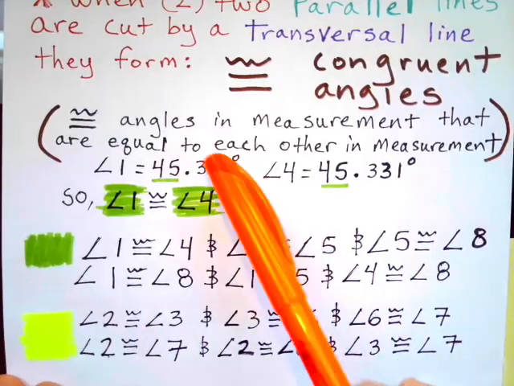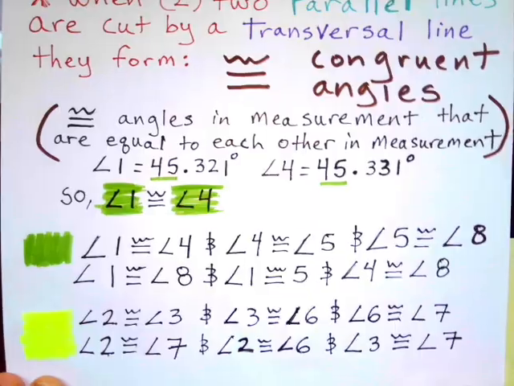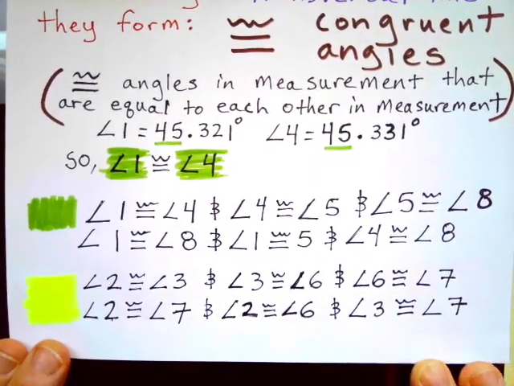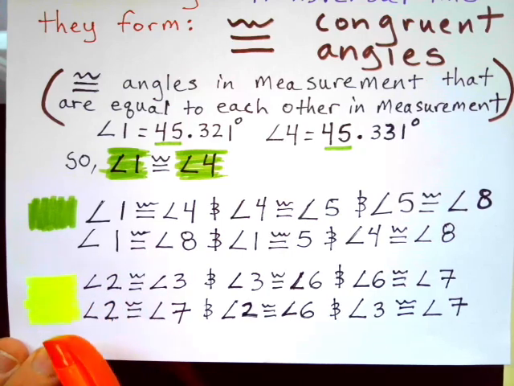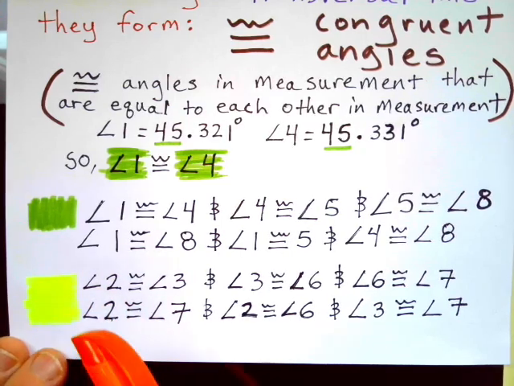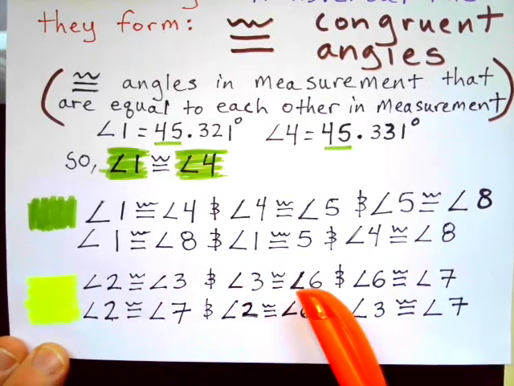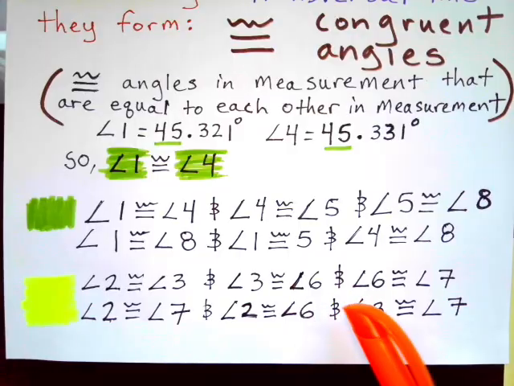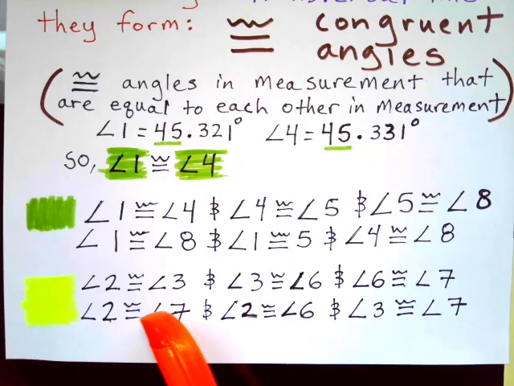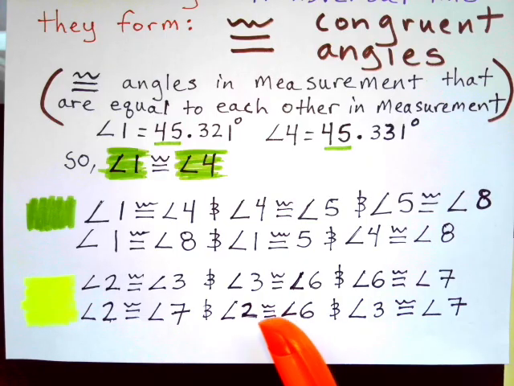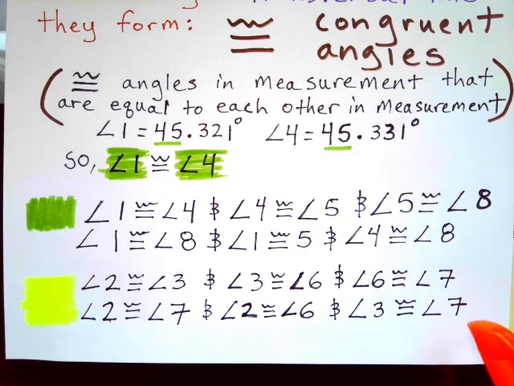So again, we're talking about angles that are congruent or equal to each other. So let's take a look down here. I'm going to raise it up just a little bit so you can see there. All right, here we go. Angle 2, and again, anything highlighted in yellow is equal or congruent to each other. Angle 2 is congruent to angle 3. And angle 3 is congruent to angle 6. And angle 6 is congruent to angle 7. Angle 2 is congruent to angle 7. And angle 2 is congruent to angle 6. And angle 3 is congruent to angle 7.